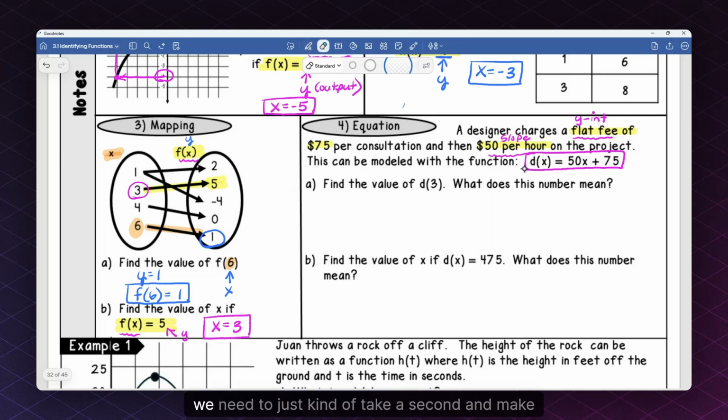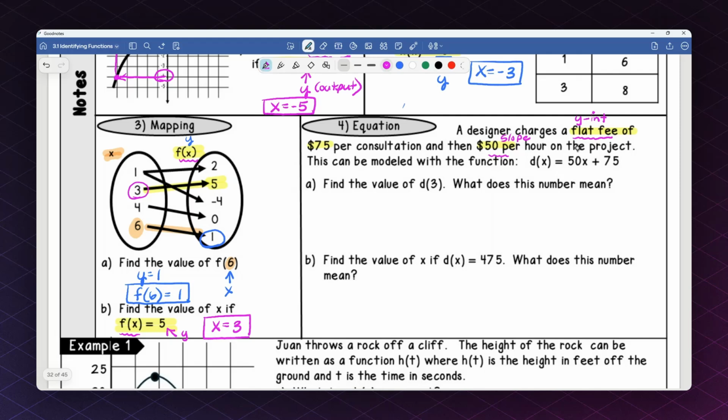Well, we need to take a second and make sure we know what these different parts mean. So the flat fee was 75. This is my flat fee. That's my y-intercept, and it's a flat fee.